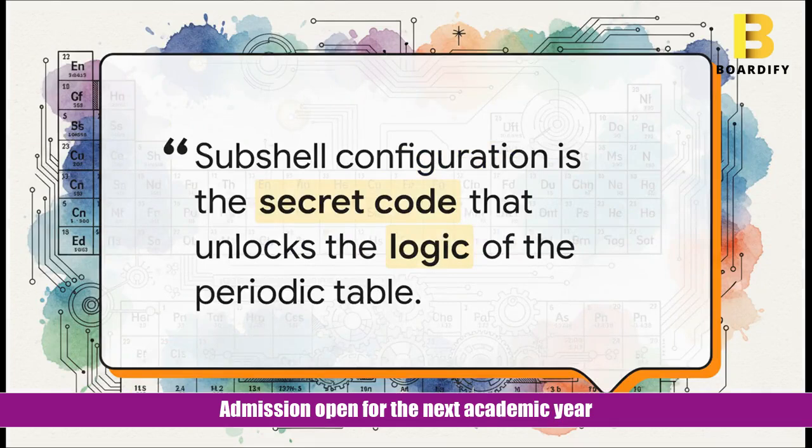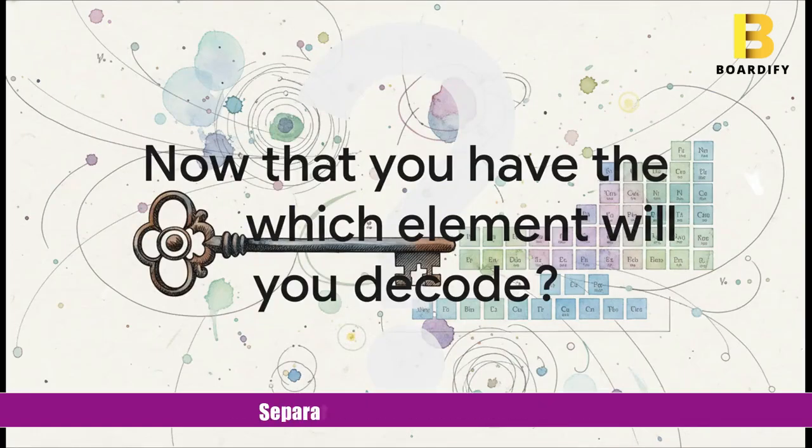That configuration isn't just some random exercise. It's the secret code that explains why the periodic table is shaped exactly the way it is. The configuration tells you the position, and the position tells you all about the element's properties. With this knowledge, the periodic table completely changes.